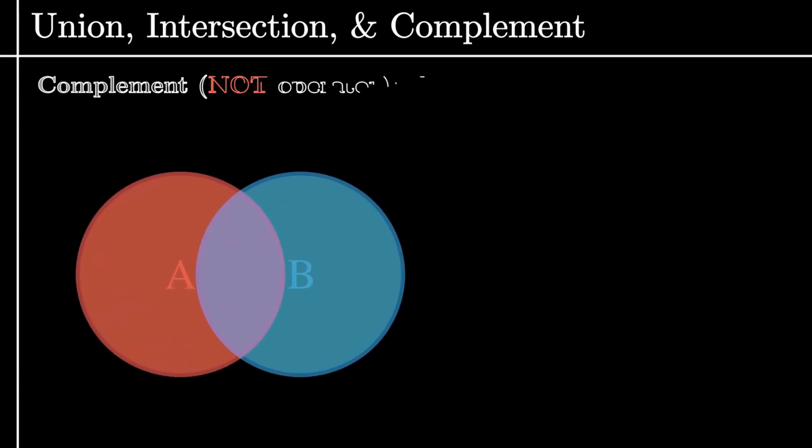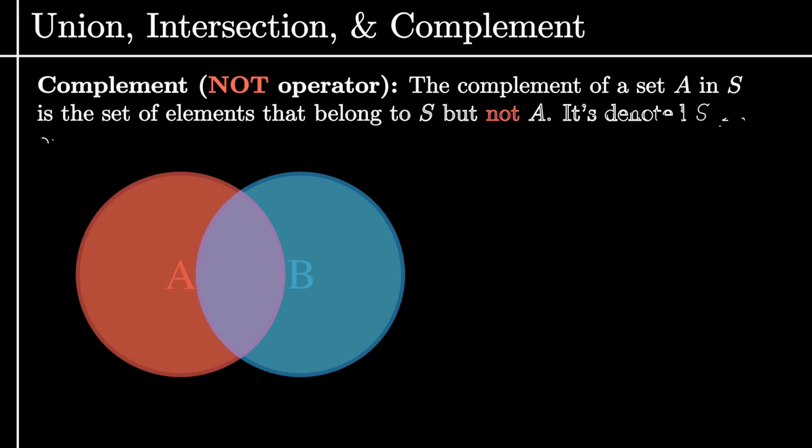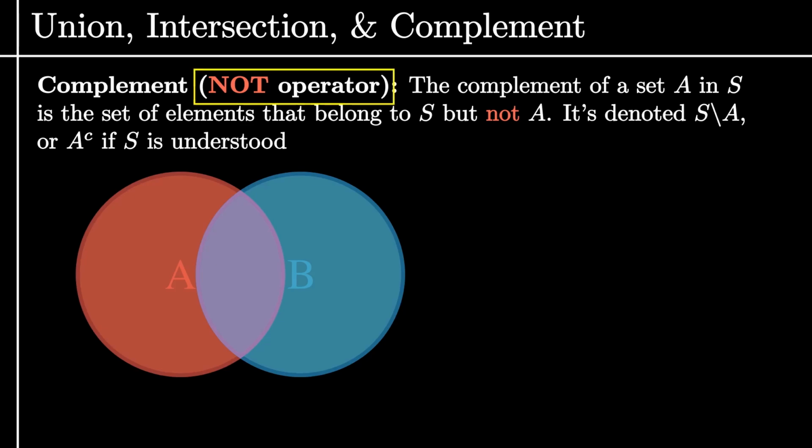Lastly, the complement of a set A with respect to another set S is the set of elements which belong to S but not A, making complement the not operator. Complement has two denotations, the first being read S minus A, and the second reads simply as A complement, which is used as shorthand only when it is already clear to the viewer which set A is being taken complement with respect to.